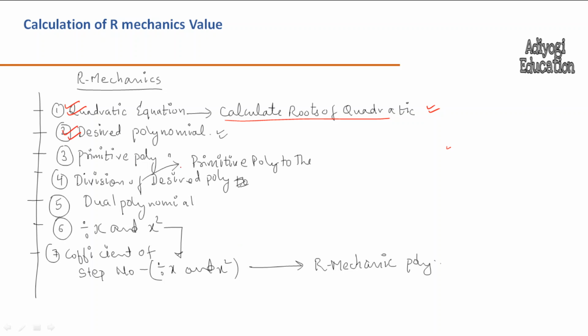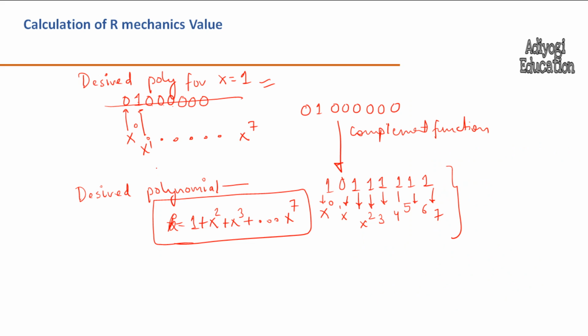Let's go to the primitive polynomial. For a given solution, we need to find out the primitive polynomial.